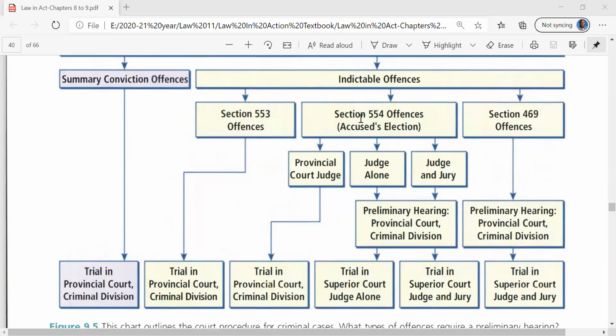If it's section 554 offenses, you have a choice of different things. You have a provincial court judge, trial in provincial court. You can also choose, if you're one of these offenses, judge alone, or judge and jury, right? Judge alone or judge and jury just depends on what you want to decide. Some people want to have just a judge because you figure, if it's just a technical issue, a judge tends to be trained to be impartial, and it's just a matter of convincing that judge.